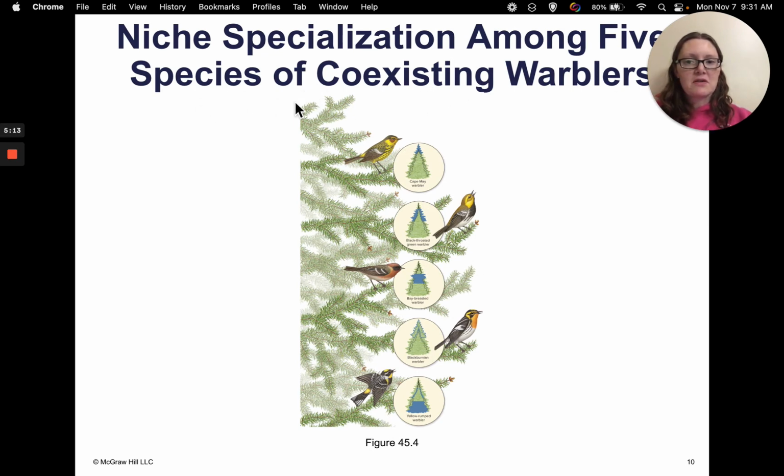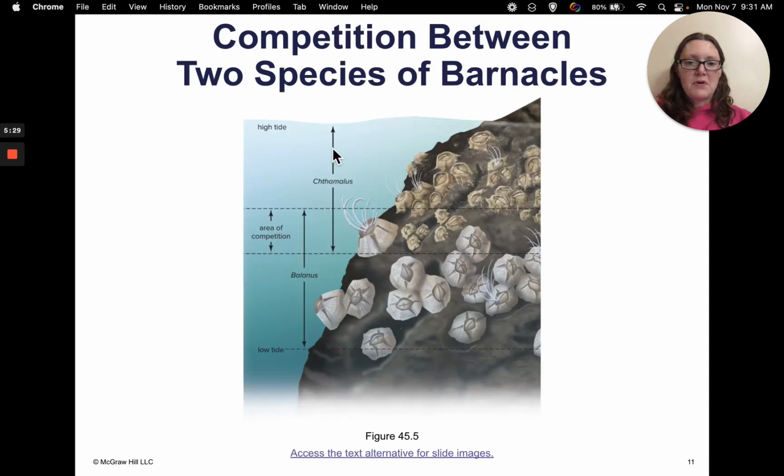Niche specialization among the 5 species of warblers: they are at different levels because they live in different parts of the trees, so they are able to adjust to whichever tree they live in. Barnacles will also adjust depending on which area they live in. These live in the high tide area, so as the tide goes out, they will be exposed to the surface, and they will have different characteristics that allow them to survive being exposed to the environment. And these deeper ones aren't exposed as often, so they're going to have different characteristics that help them survive in water constantly.